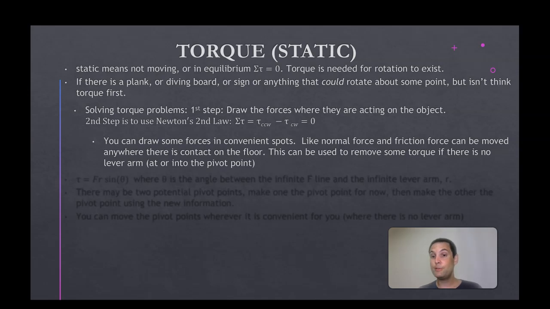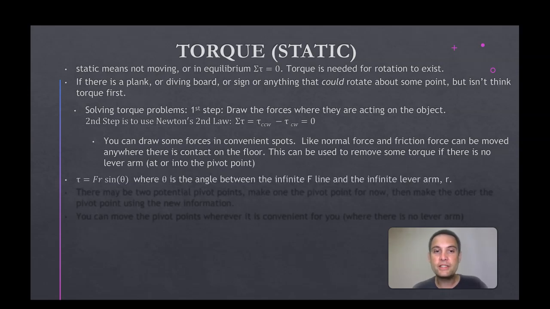This can be used to remove some torque, because if you put it at the axis of rotation, then there is no lever arm, which means there is no friction there, so you don't have to include it. Very useful if you don't have mu, for instance.